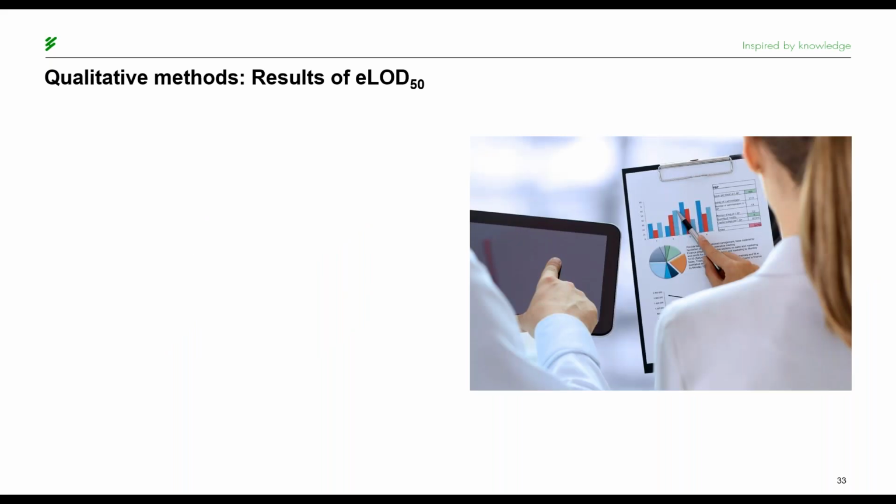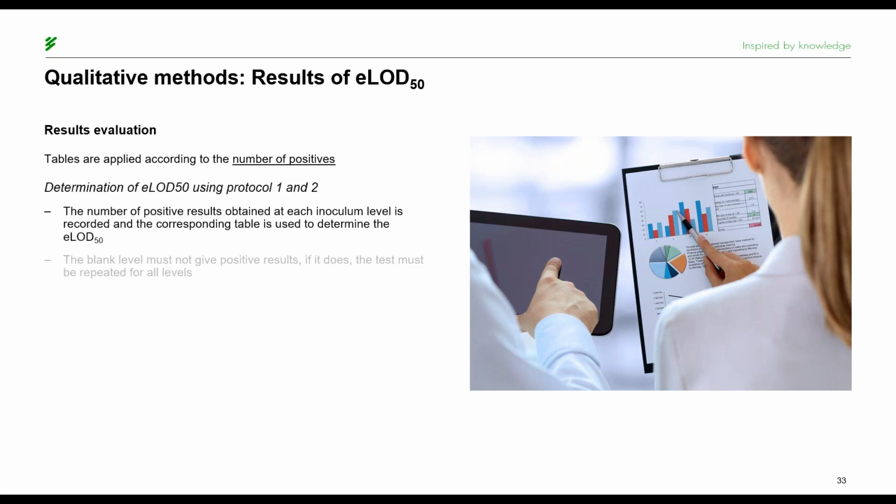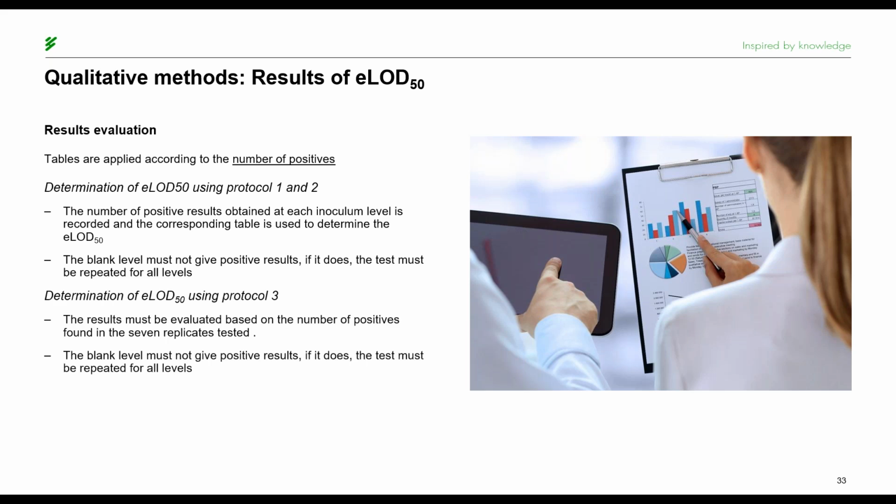Now, how do we determine the estimated LOD50? It is really one of the easiest parts because we will only have to look at some tables within the ISO. And in these tables, we will find the combination of all the different positive results that we can obtain. So for protocol 1 and 2, we must record the number of positives obtained at each level of inoculum. And then for protocol 3, the results will be evaluated based on the positives obtained from the 7 replicates.